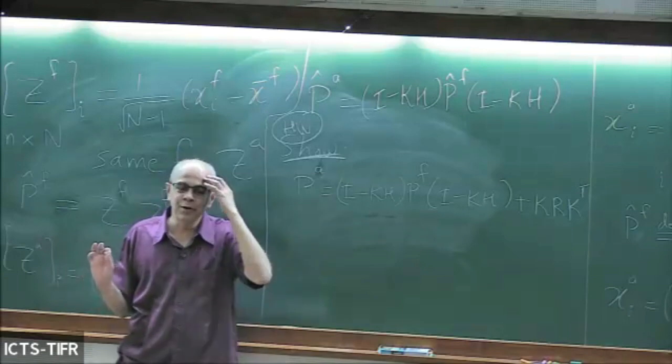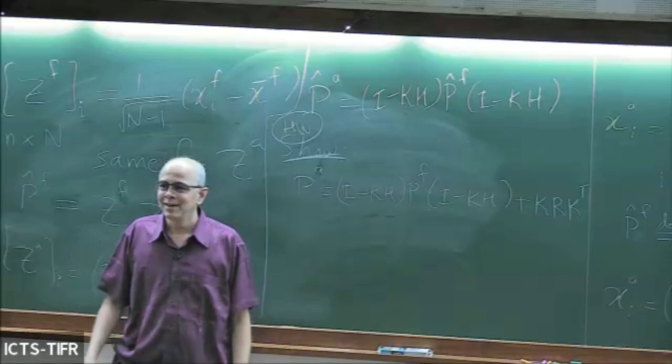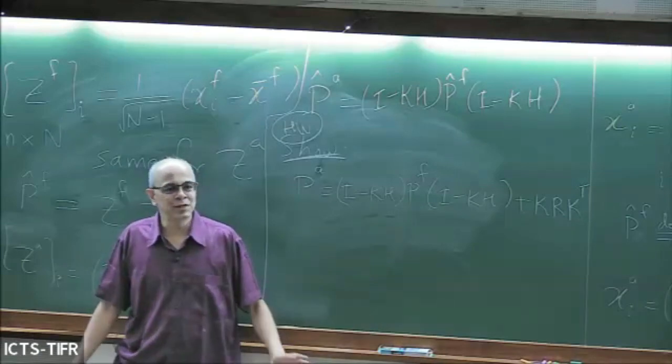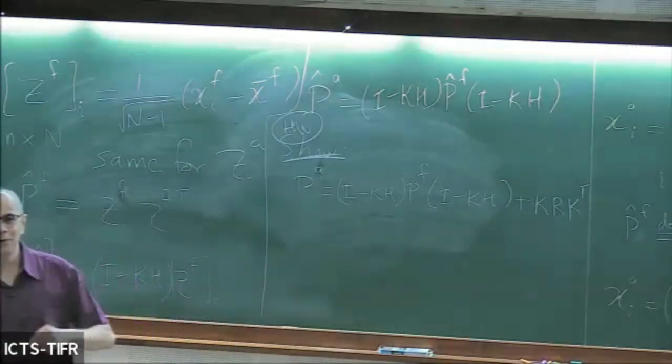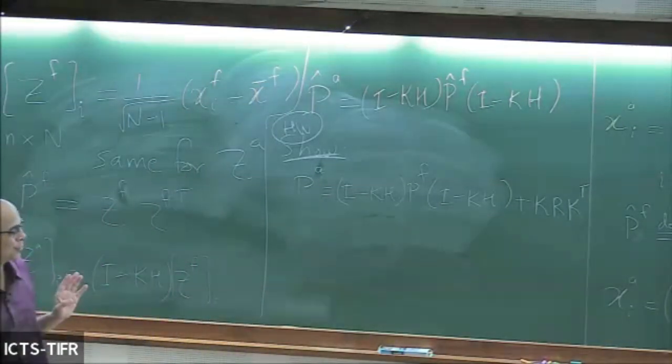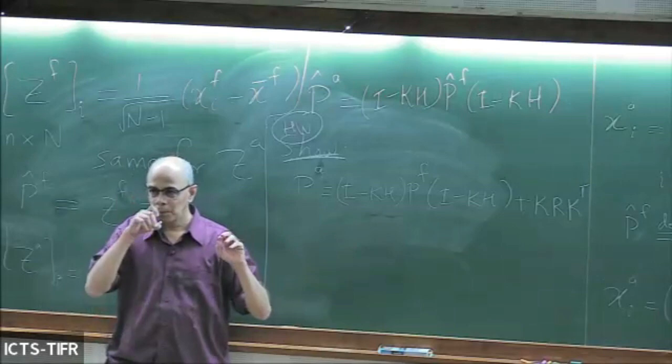I don't remember if this uses the Sherman-Morrison-Woodbury formula or not, I forgot the proof. So if you ask me to prove it right now, I will not be able to do it. I will have to sit down and think through it. But this is equal to that, and that's a mathematical identity.